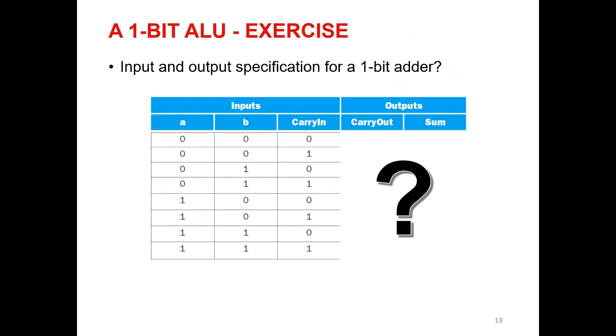So what will be the truth table for this 1-bit adder? We have seen how to do these truth tables. Now imagine that the inputs we have here are A, B, and carry in, and the outputs will be carry out and sum. So what will be the truth table for these elements?